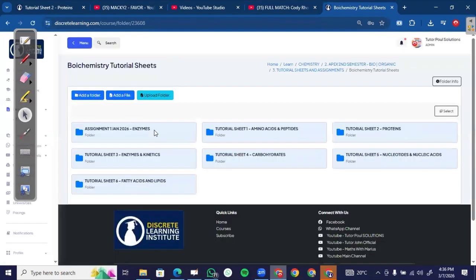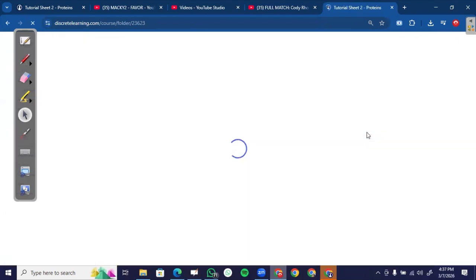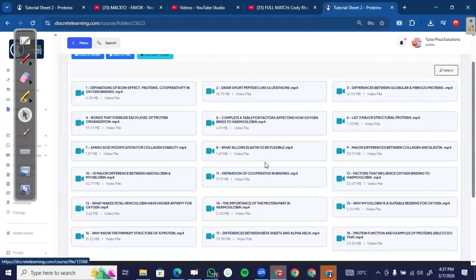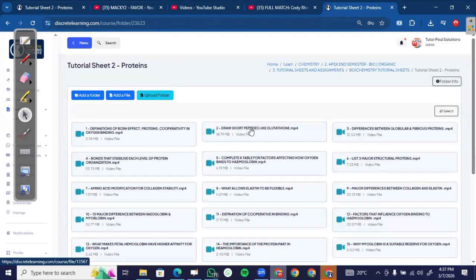you're going to see that all the tutorial sheets are there. So tutorial sheet 1, proteins, enzymes and kinematics, carbohydrates, nucleotides, fatty acids, all these are there. So if, for example, I open proteins here, you're going to see that the videos are going to be there. So you can watch these at your own time, clearly explaining all the concepts there.